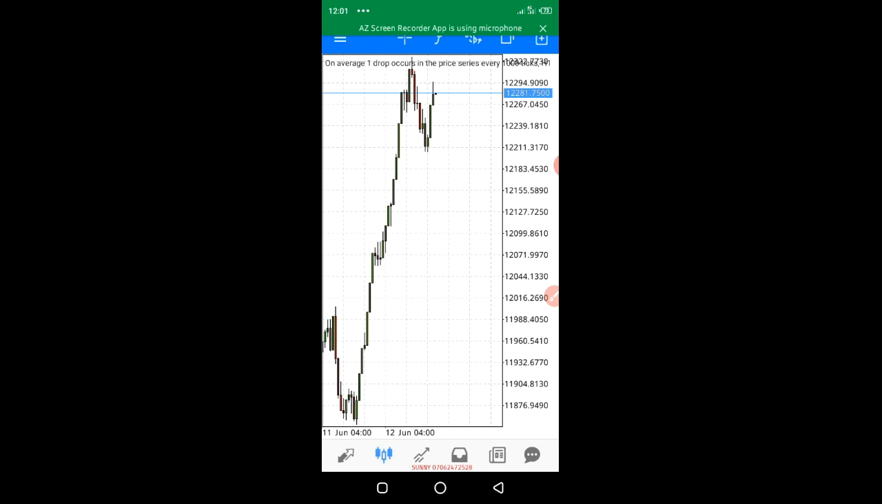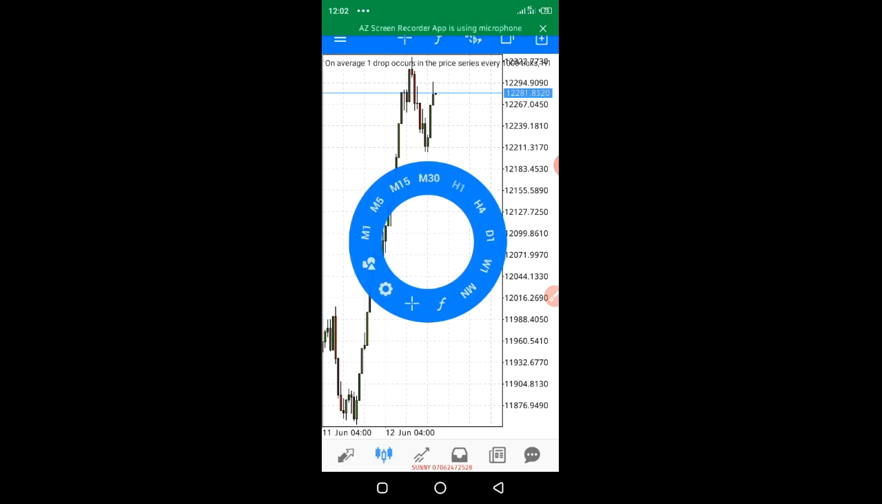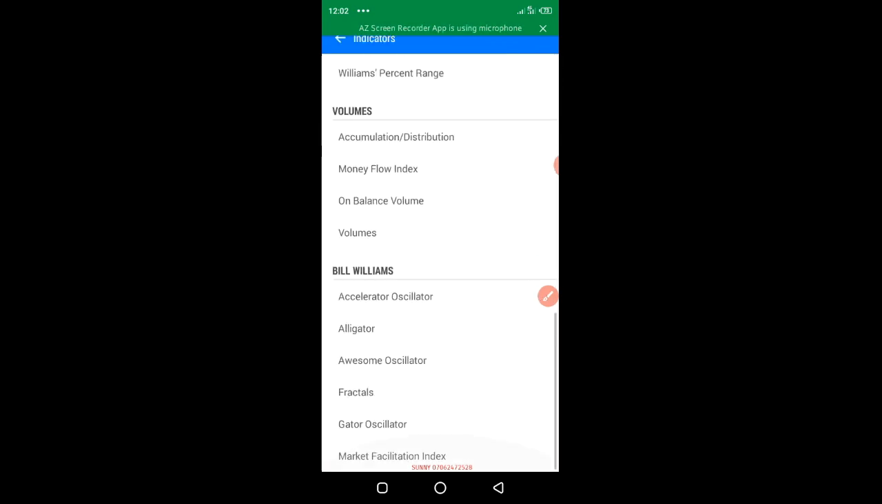I will make an advanced video on this. Let me just show you the first one. I'm going to tap my screen and click on this F here. Once I click on the F, I'm going to scroll down and insert this indicator, this one here, the Awesome Oscillator.